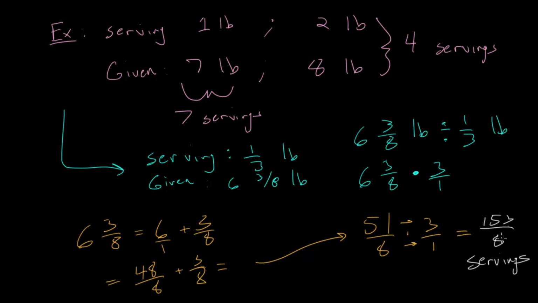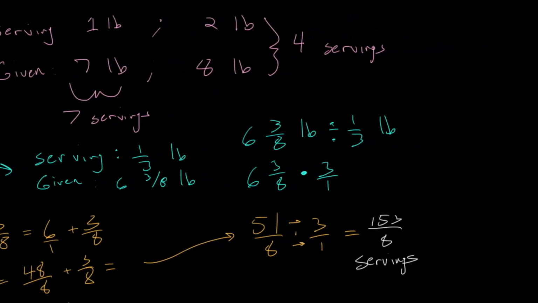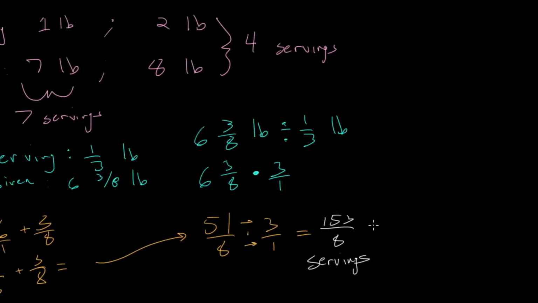But at this point, if we want to get a better understanding of what this number is, we can turn it into a mixed number. So to do that, we just ask how many whole times does 8 go into 153? Well, it goes into 160 20 times. So it looks like it's one less than that. 8 multiplied by 19 would be 152, and we would have one left over. So this is 19 and 1/8 servings.